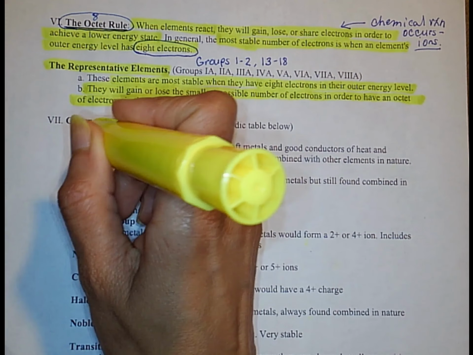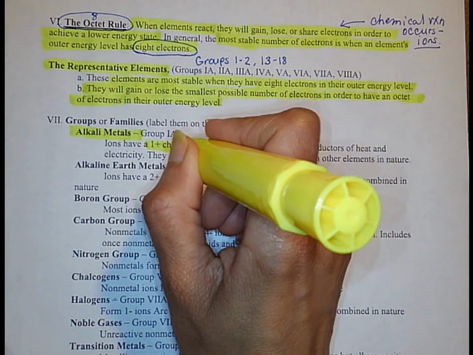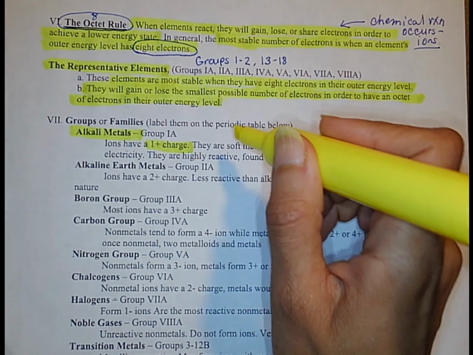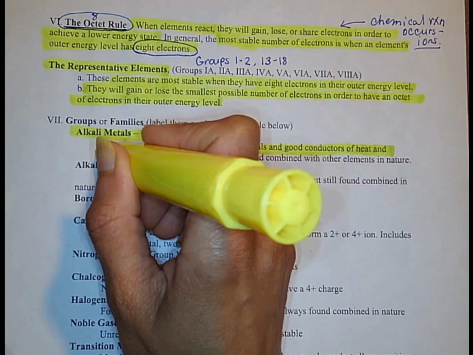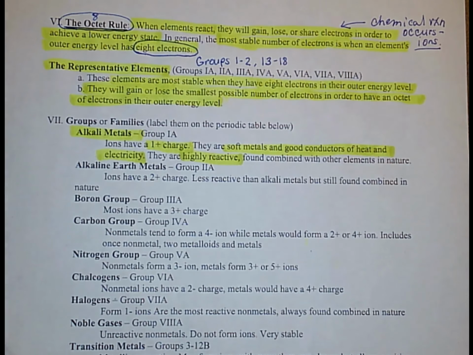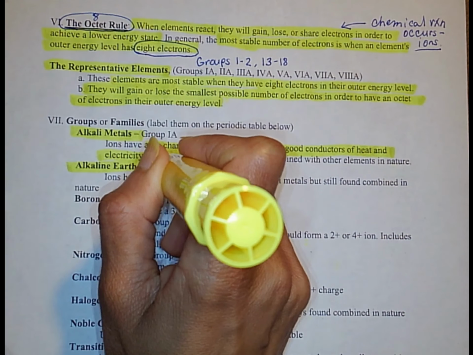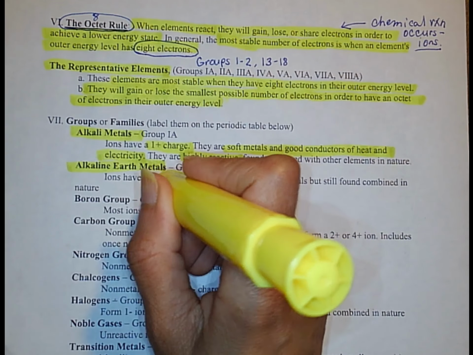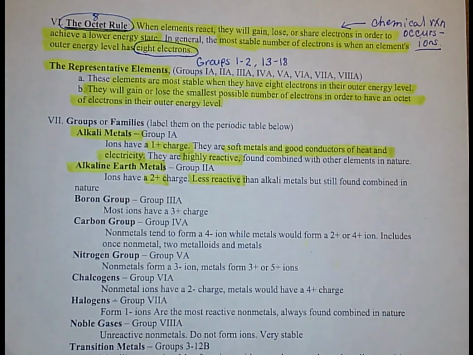The alkali metals are in group 1, and they have a +1 charge. These elements are a soft metal, but they're a good conductor of heat and electricity. And most of all, they're extremely reactive. They're highly reactive. The alkaline earth metals, which is in group 2, have a 2+ charge, and they're also reactive, but they're not as reactive as the alkali metals.